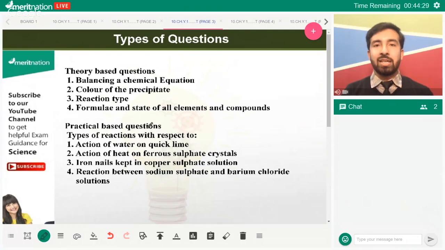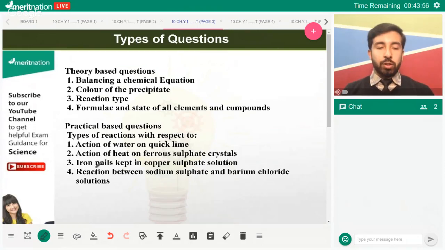According to your CBSE syllabus, you have these practicals listed, and you have to go through them. The type of reactions with respect to the changes taking place: action of water on quicklime, action of heat on ferrous sulfate crystals. Shreyas, you have to study the precipitation reactions, all those which are mentioned in your NCERT. And we'll be giving you a list also in the session, of which reactions are there in your NCERT, compiled at a particular place.